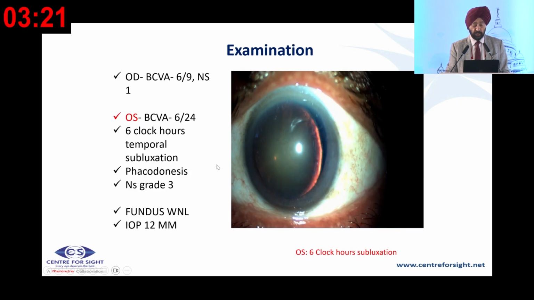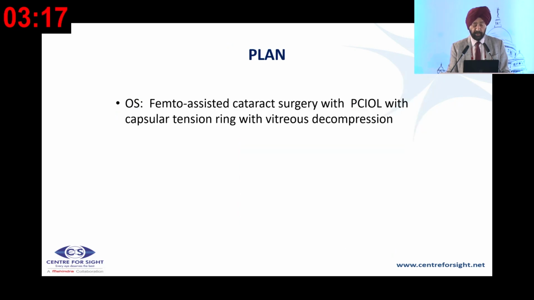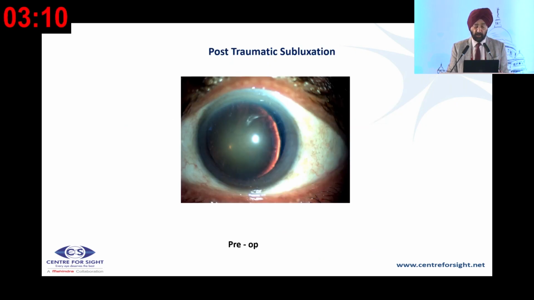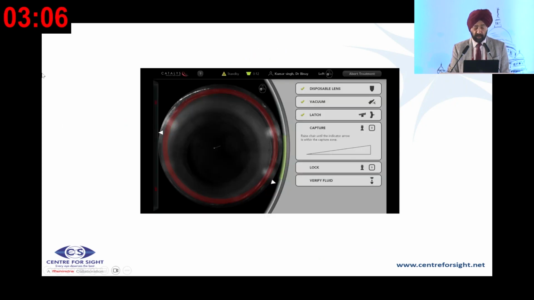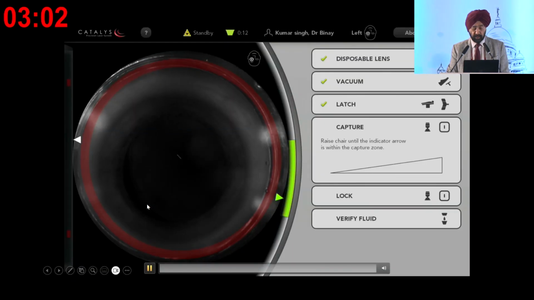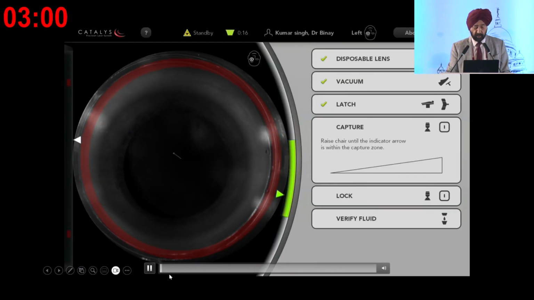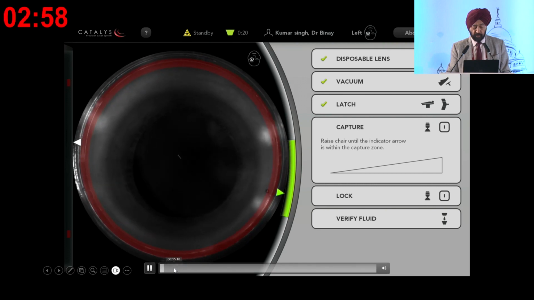Examination showed 6/24 vision. Phacodonesis grade 3, fundus within normal limits. The plan was to do a femto-assisted cataract surgery with PCIOL, CTR and vitreous decompression. So this is the picture that you have. I'll just show you the femto image here.